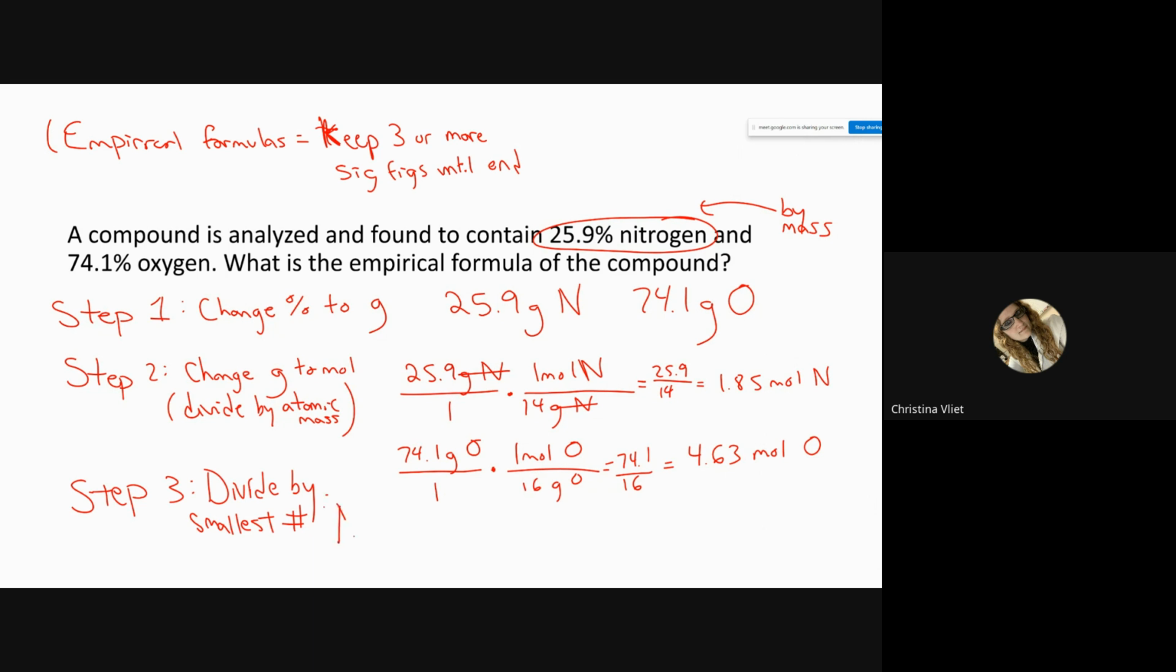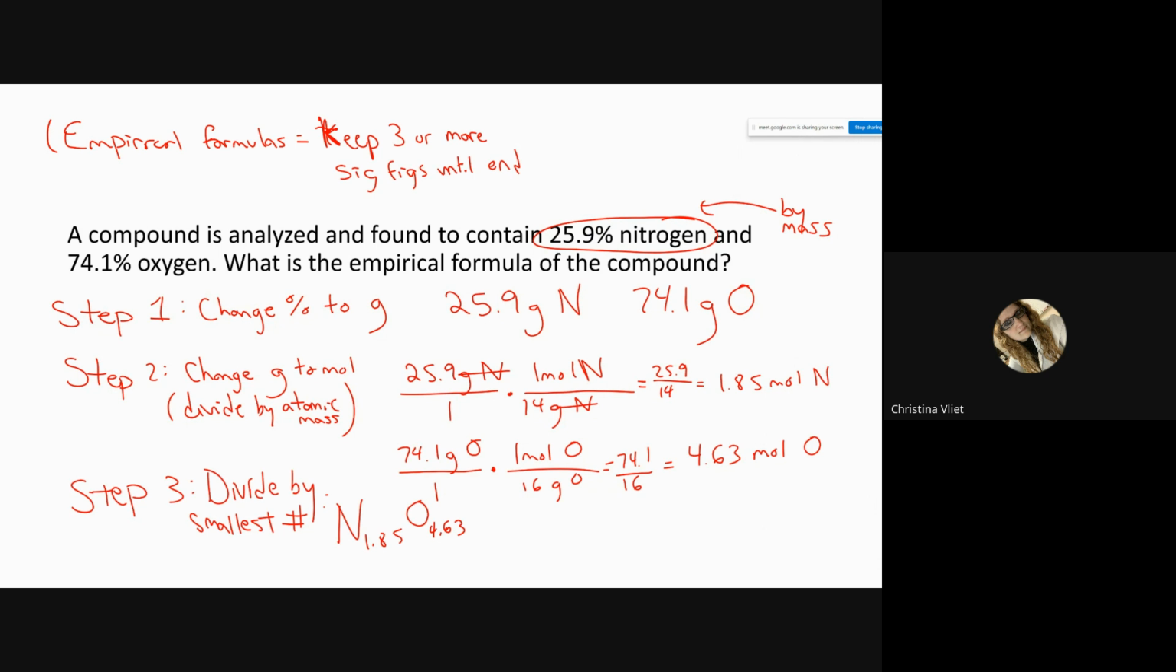Right now, you have N 1.85 and O 4.63. So what you're communicating is that when you have 1.85 moles of nitrogen atoms, you have 4.63 moles of oxygen atoms. Well, first of all, does it make sense to say you have 1.85 nitrogens? No. In any world, does that make any kind of sense? No. Would you ever communicate that to anyone? No.